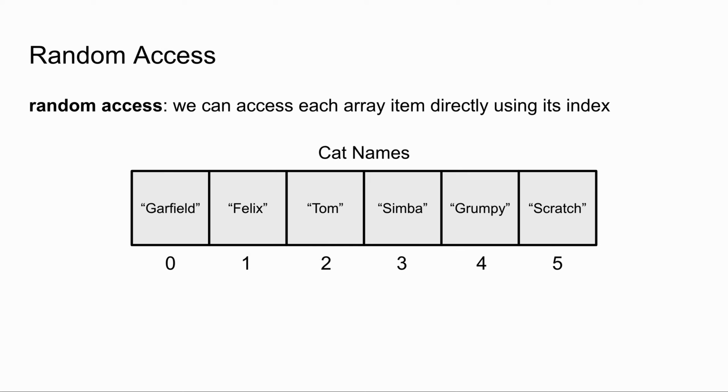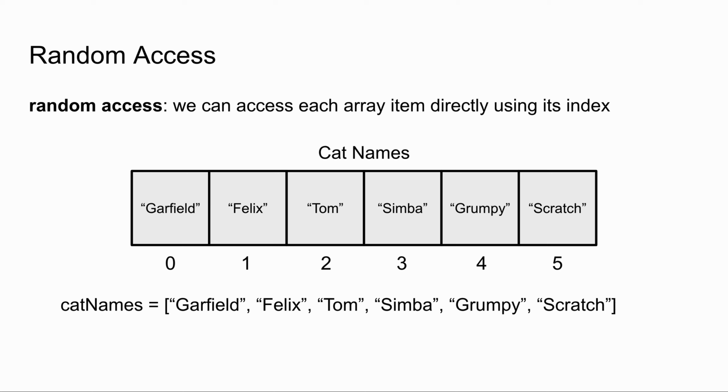Lastly, arrays are random access, meaning we can access each array item directly using its index. This is in contrast to data structures like linked lists, stacks, or trees, where we can't access every item directly. I've brought back our cat names array to demonstrate what random access looks like in code.